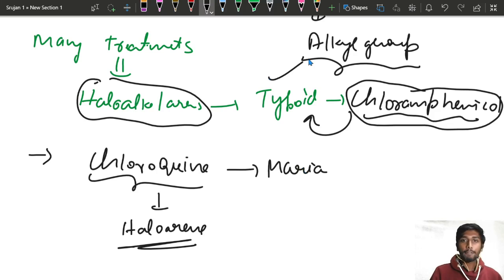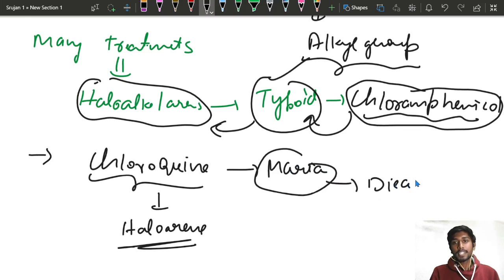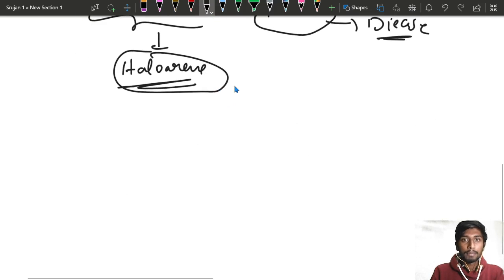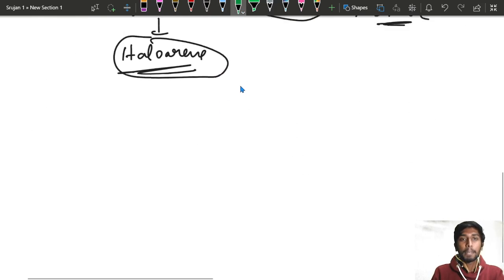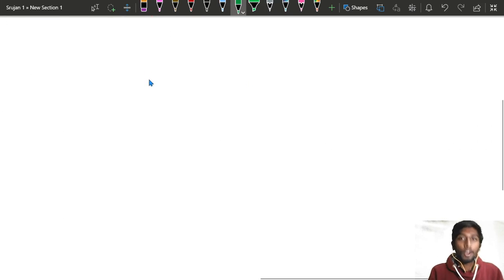You know typhoid is a major disease. Typhoid can be cured with the help of haloalkanes or haloarenes. The antibiotic used is chloramphenicol. Malaria is also a big disease, right? This disease can also be cured with the help of chloroquine, which is made up of haloarenes. These are examples of antibiotics derived from haloalkanes. So I think you got the applications, and why we need to study these compounds.